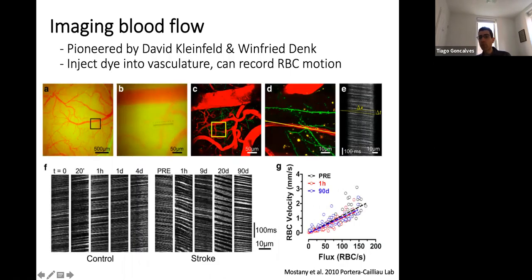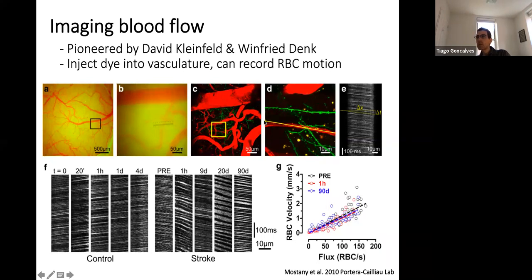Another very common form of imaging is imaging blood flow. This was pioneered by David Kleinfeld and Winfried Denk. You inject a dye into the vasculature, either the tail vein or the sinuses behind the eye, and then you go in and home in on one of these little capillaries, and you do a line scan.